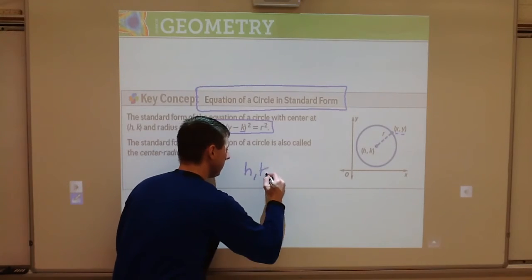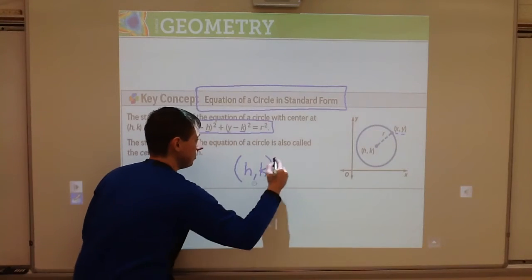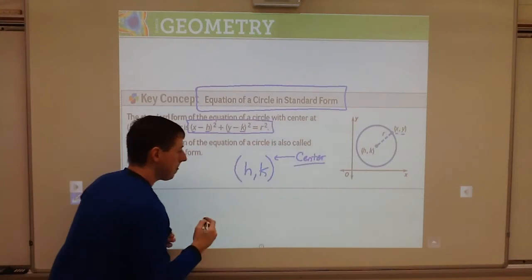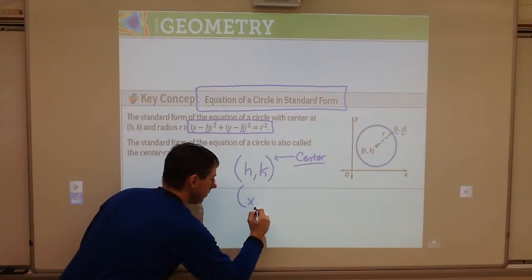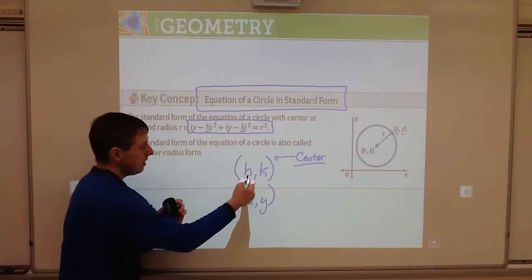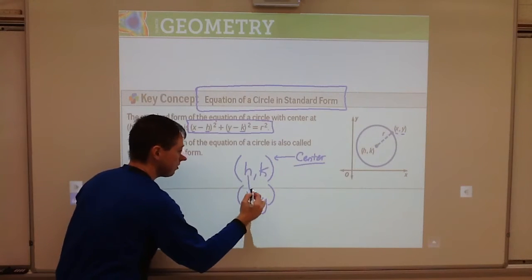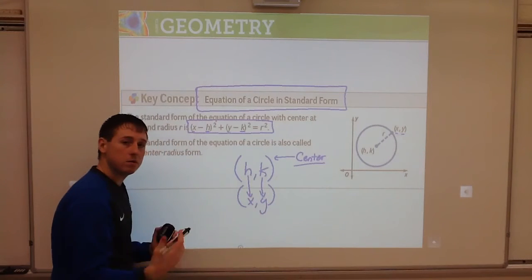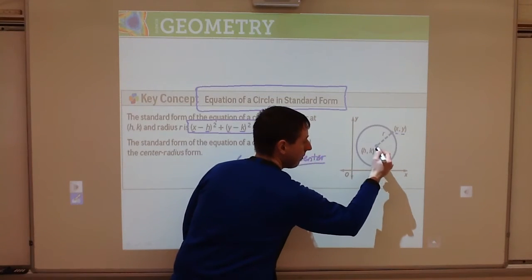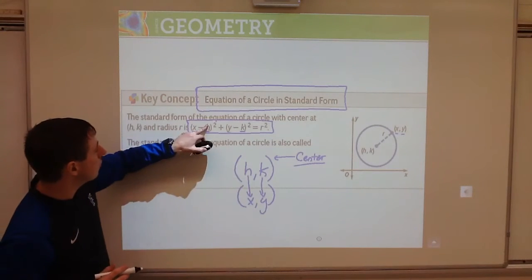H and K. H and K are the center of the circle. So (h, k) is the center of your circle. Just think about a coordinate. The h is always your first number in the coordinate, which is your x, and the k is always the second number in your coordinate, which is your y. H is left and right, k is up and down, depending on if they don't give you the numbers. So (h, k) would be like going h this way and then k that way. That'd be my center. So the h and k numbers just go right there.